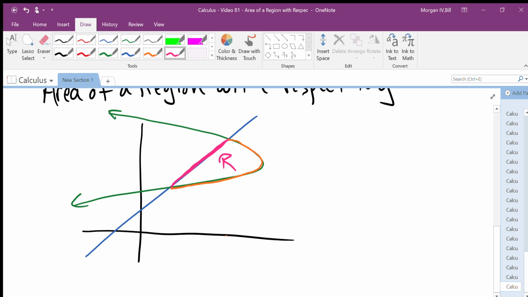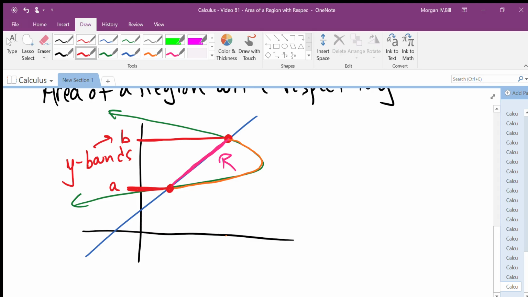So instead of doing top function minus bottom function, where I have to split my region into two different regions depending on what's on top and what's on bottom, we can do right function minus left function. And when we do that, we don't have x bounds anymore. When we do right function minus left function, the bounds are now here and here, A to B. They end up being y bounds. These are y bounds because they're on the y-axis.